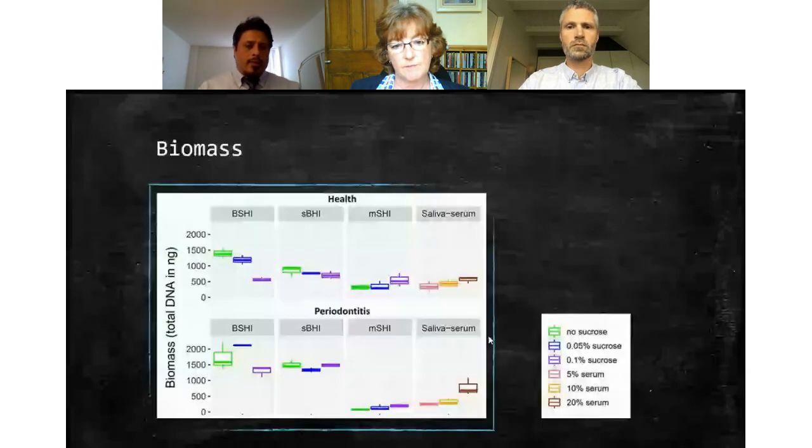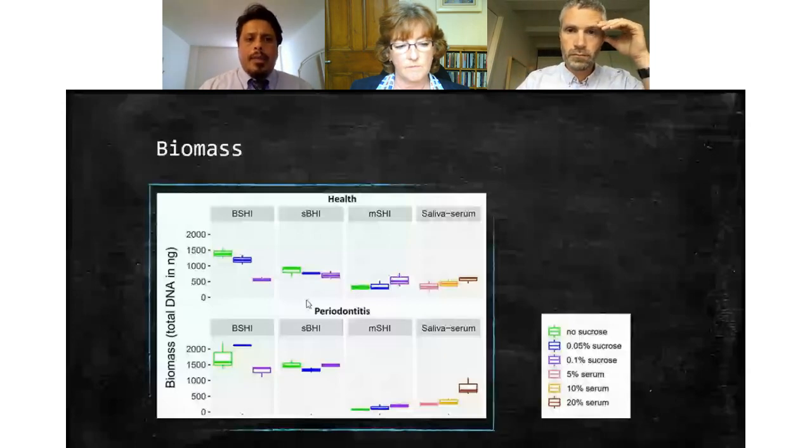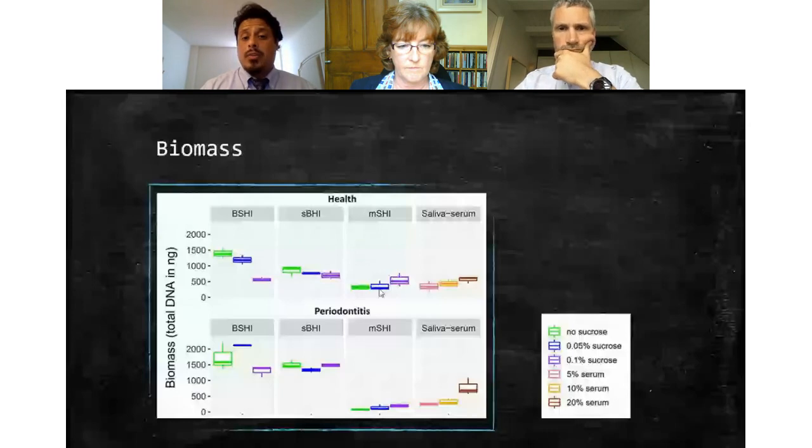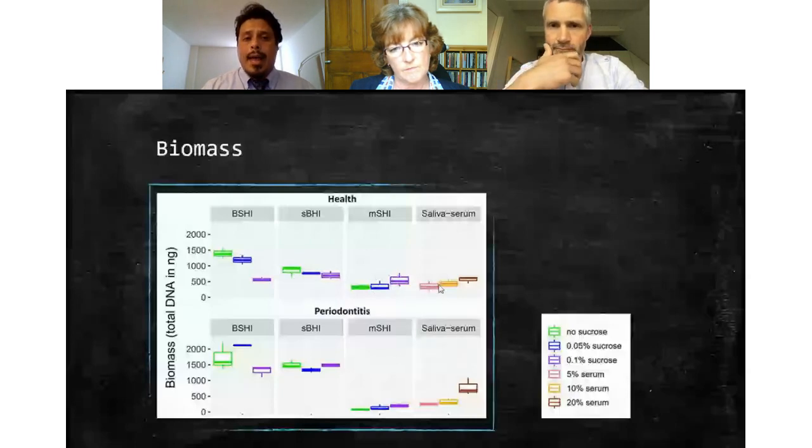So let's move to the results. And we start with the biomass. As some of you would expect, we found the nutrient-rich media resulted in a higher biomass in both the peritonitis and health-derived microbiomes. MSHI was an outlier. We don't really understand why, because it's again a nutrient-rich medium, but it performs similar to the other two. Although adding some of its components to SBHI increased the biomass, on its own it did not, and the amount of biomass in microbiomes developed in saliva serum were almost in the same range.